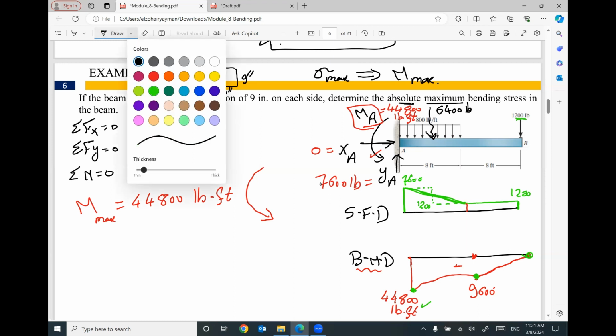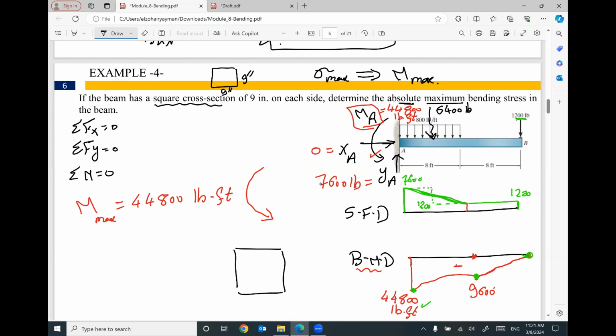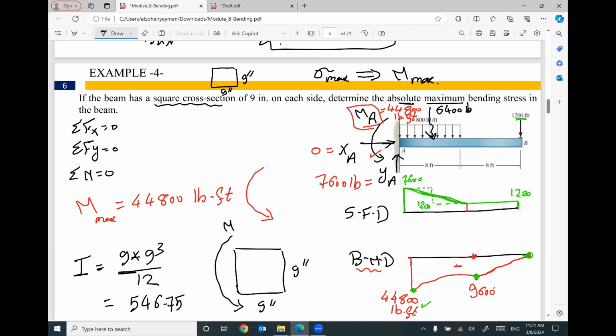Your cross section looks like this, square, 9 inch by 9 inch. So your bending moment diagram looks like this. The moment of inertia I is very simple, it's just a rectangle, 9 times 9 cubed divided by 12. So the value will be 9 times 9 cubed divided by 12. It will be 546.75 inch to the power 4.